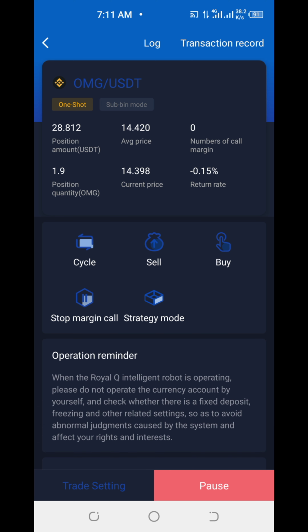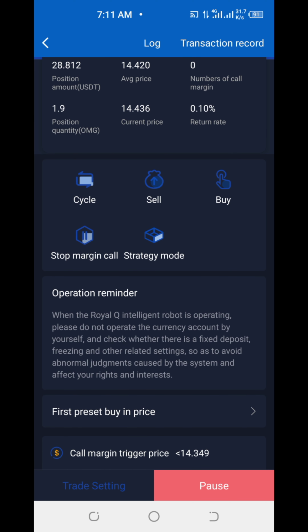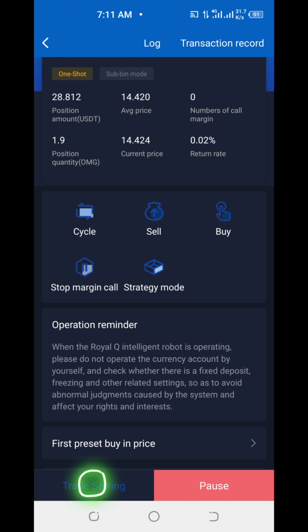Sometimes it will just spike to 17 and just fall back to 14, thereby trapping you at a high point. So I don't want it to buy for me after every trade. After every trade, I will come and set up a new trade by myself, making the decisions based on the behavior and the pattern of the coin. All right, so we'll go to trade settings.